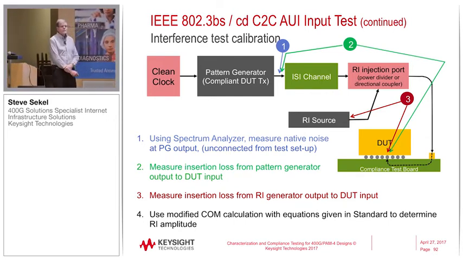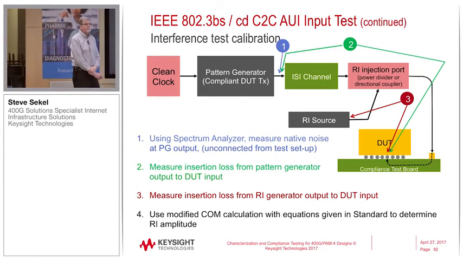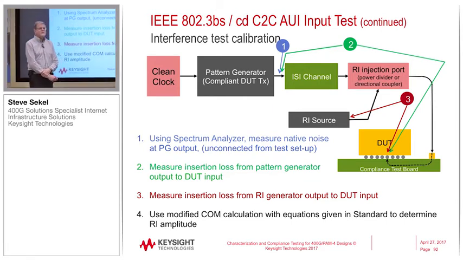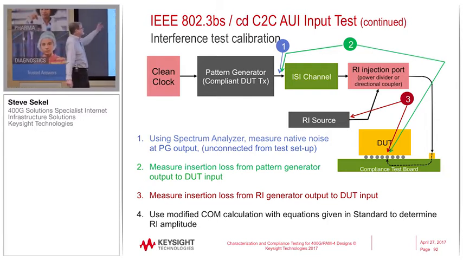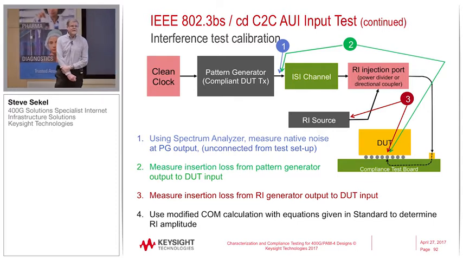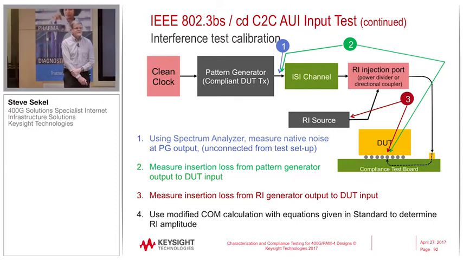So, do we need an RI source even after the pattern generator? Yes. The question is, do we need an RI source after the pattern generator? Yes, it has to be at the far end of the channel. And yes, we do need a random interference source to do this interference test.